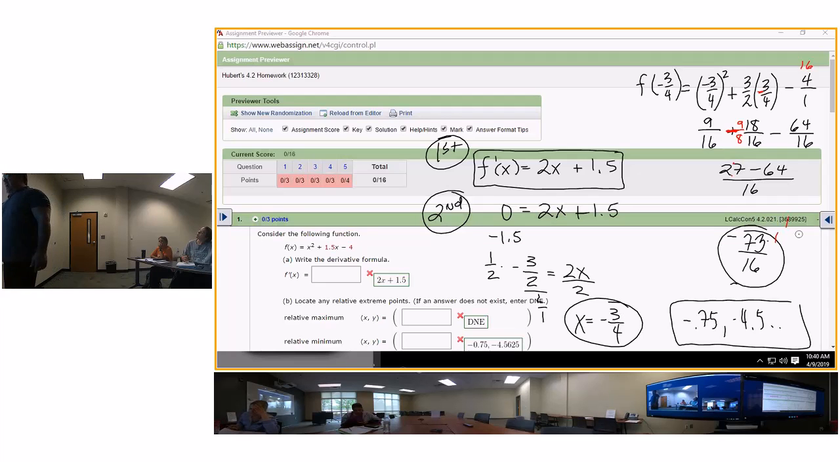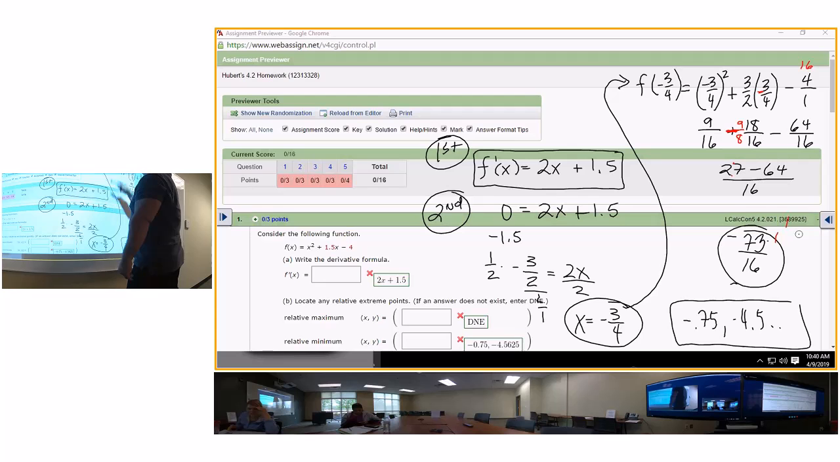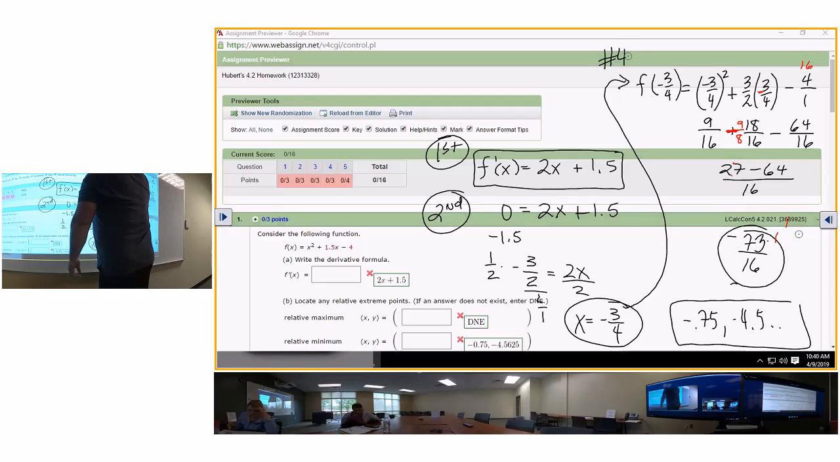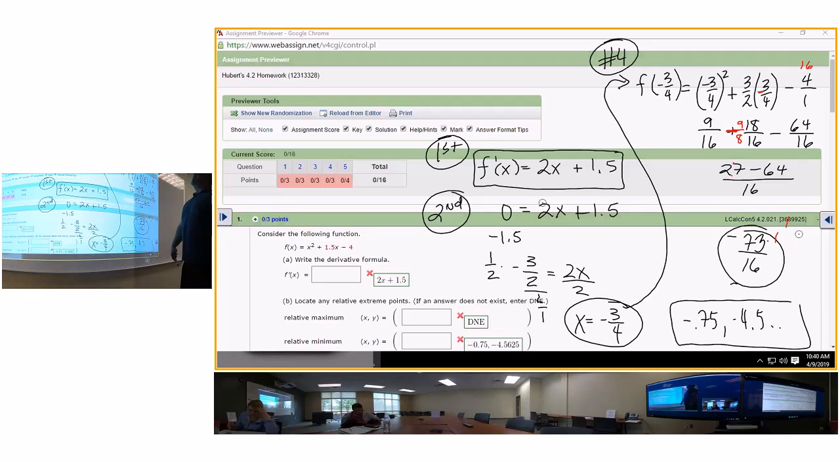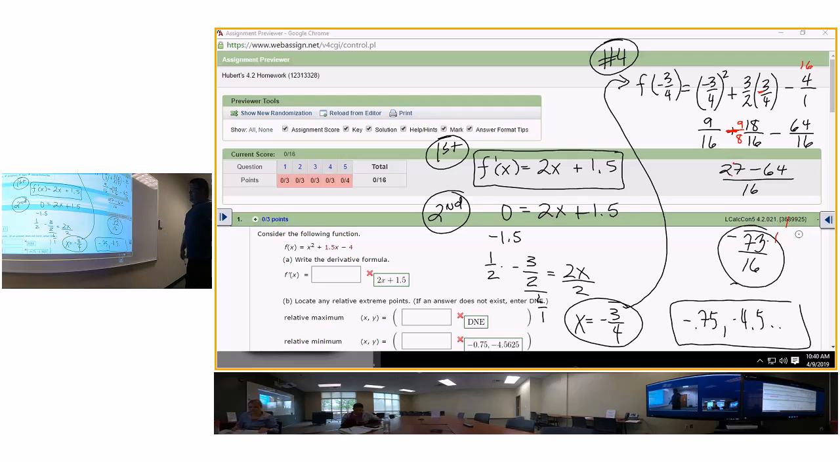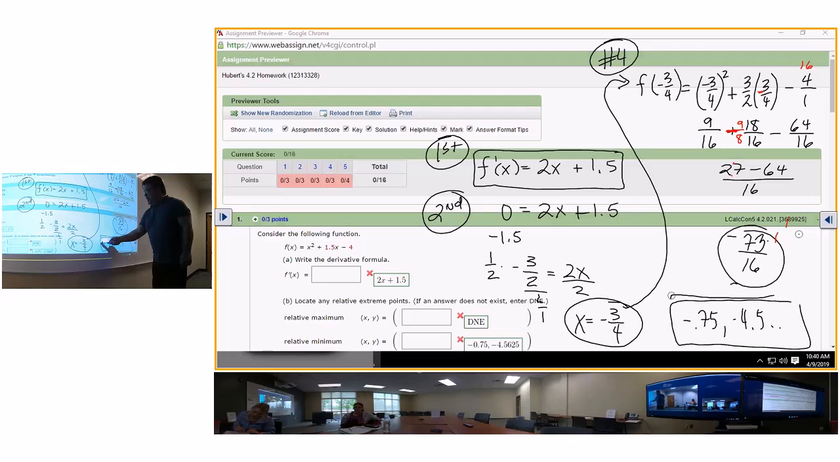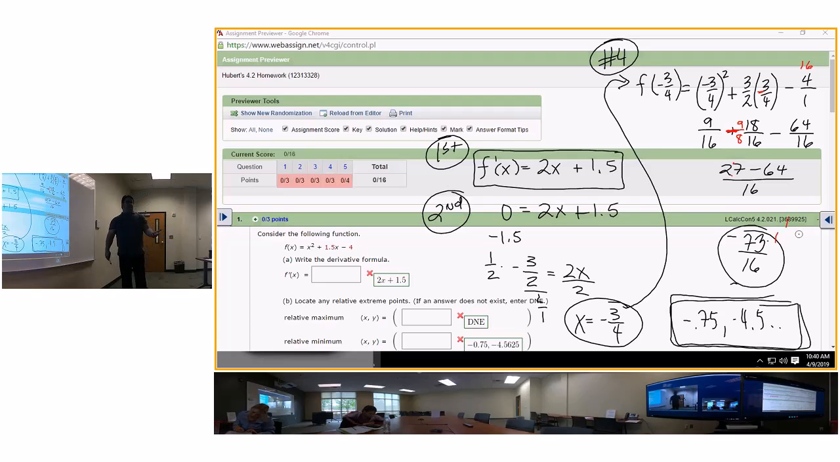Once you get the x, this is the third part. What do you do? You plug x back into the original what? Equation. And make sure you do the math right, not do like the teacher and just make up numbers, okay? Make sure you plug in the negative 3/4. And that will give you the x and y coordinate of the what? Of the max or the min, which is the vertex.